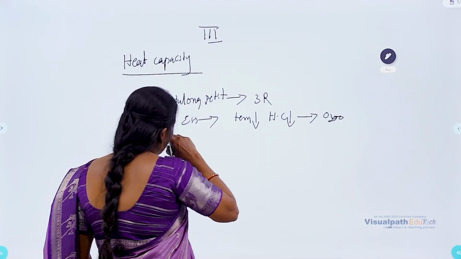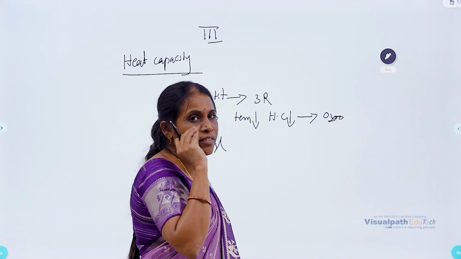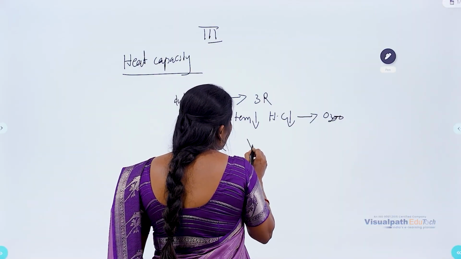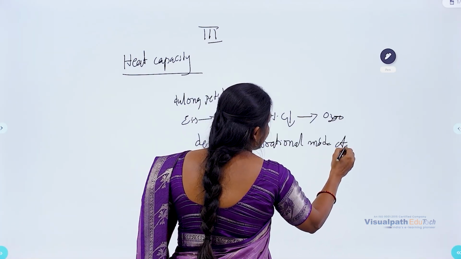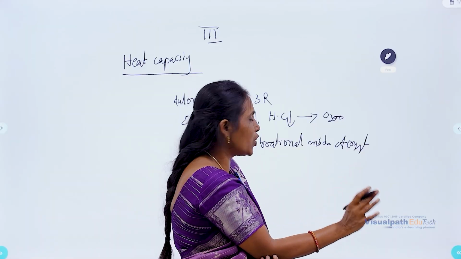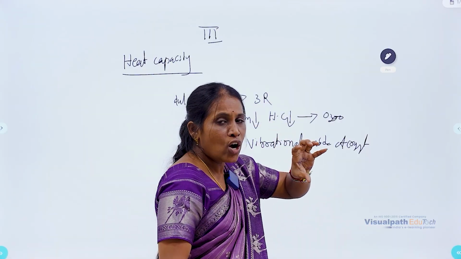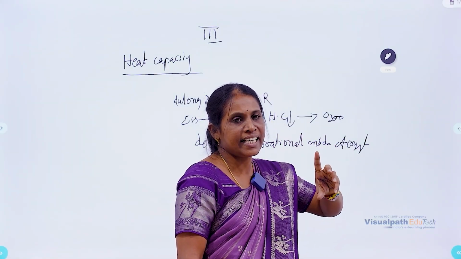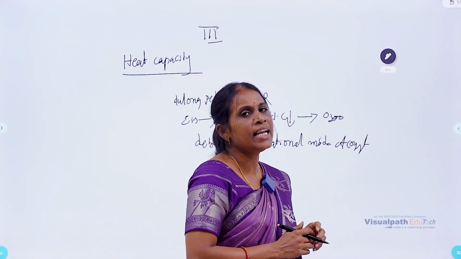And finally, Debye suggested Debye's law. It gives accurate values and explains the vibrational modes of crystals very clearly and accurately. So heat capacity means we take one solid and increase its temperature by 1 degree centigrade. At that time we need some amount of heat, and that heat is known as the heat capacity.